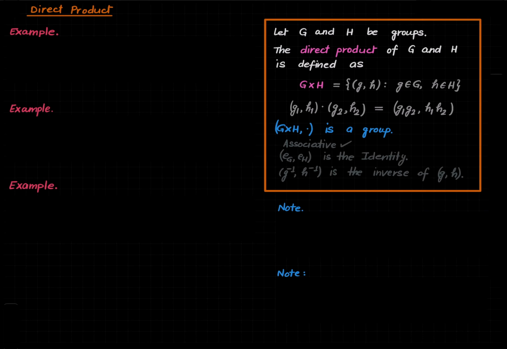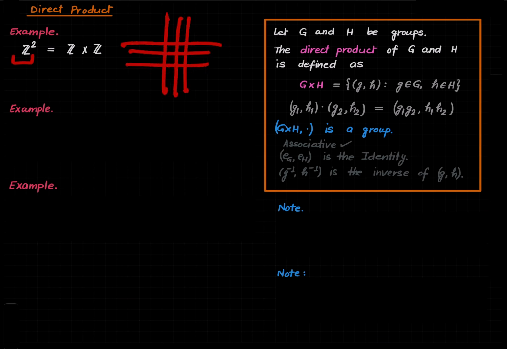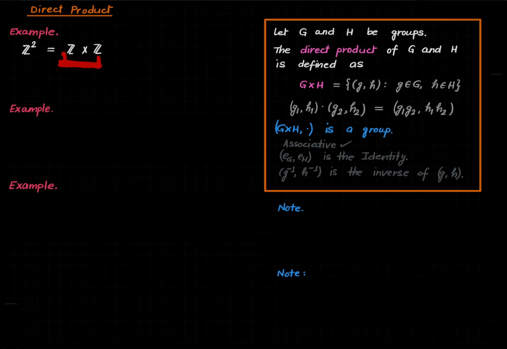Okay, an example: we have previously seen this group Z². It was visualized as this grid. The dots here are the elements of Z². But if you think about it, it is exactly the Cartesian product of Z with itself. The set Z with its usual addition is a group. And if you take the direct product of Z with itself, you get Z².